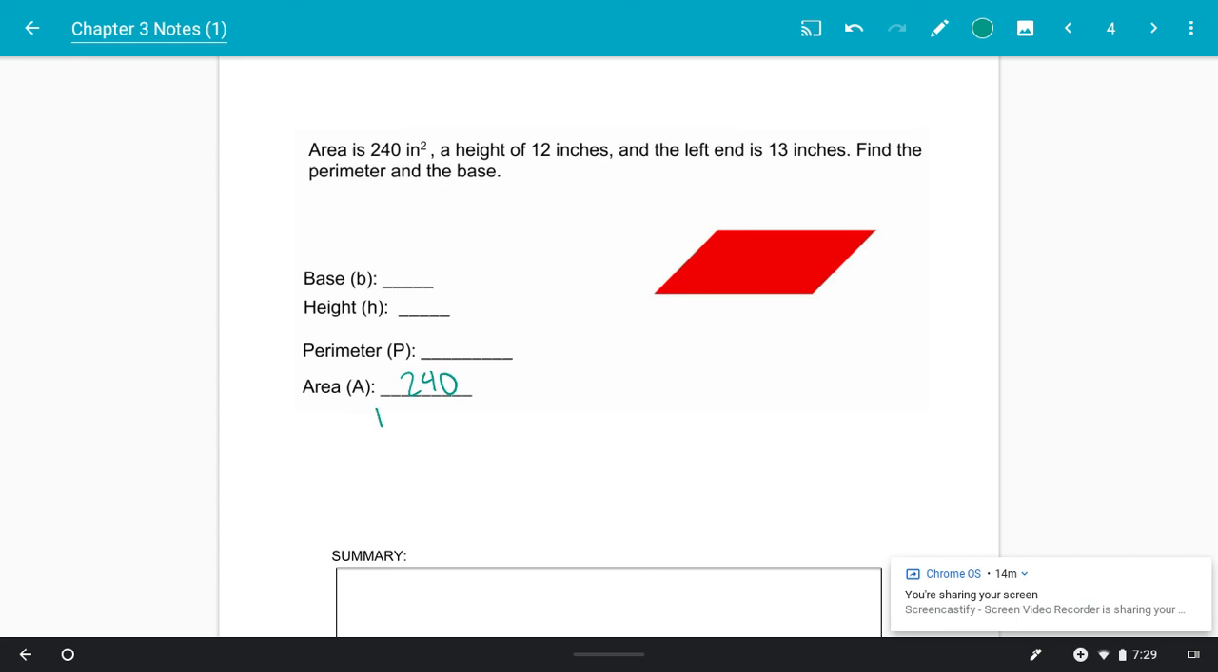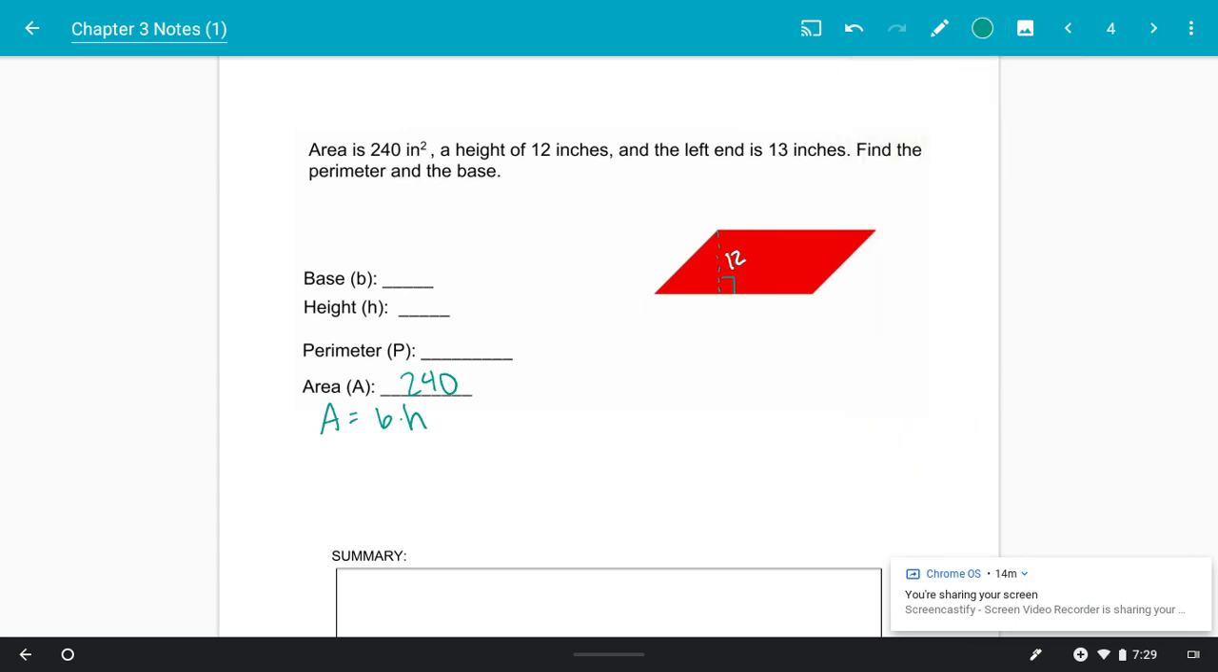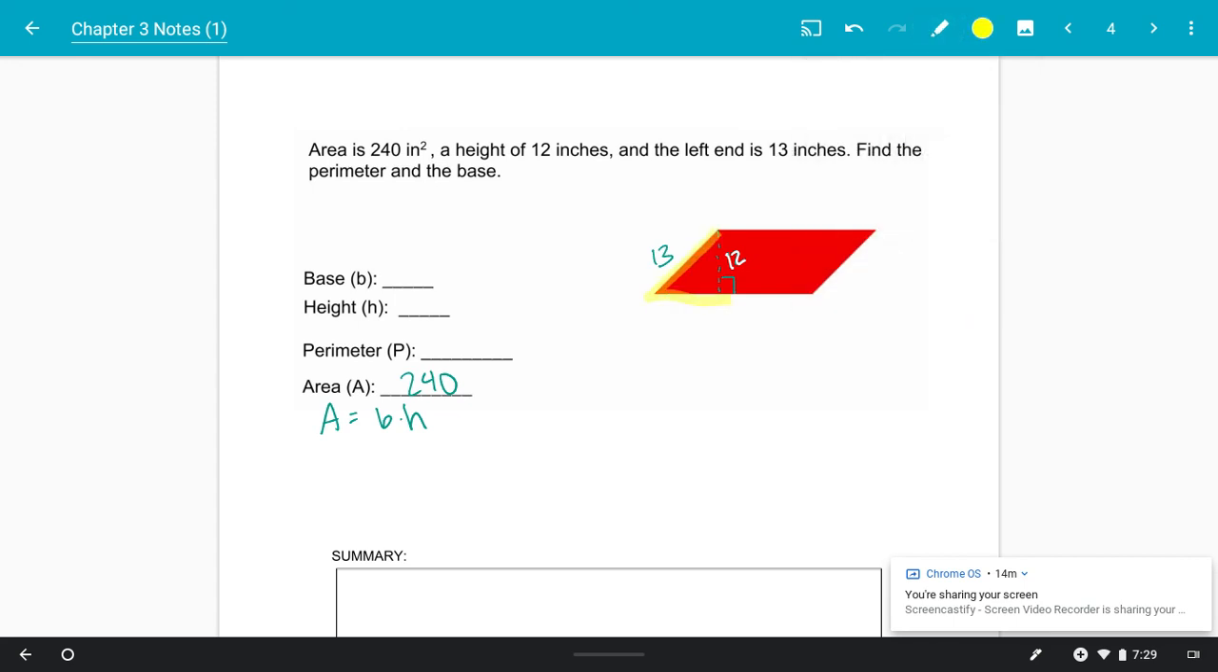Remember, the formula is base times height. The height is 12 inches. So I'm going to go like this and put a 12 in here. That color is really bad. The left end is 13 inches. Find the perimeter and the base. Okay, well, if we want to find the perimeter, we need to know what the base is. So we need to find the base first.